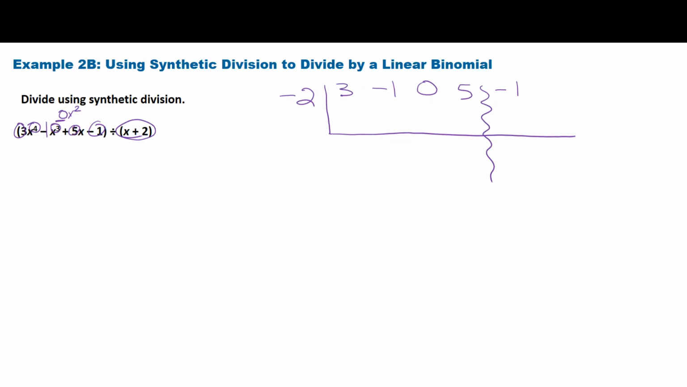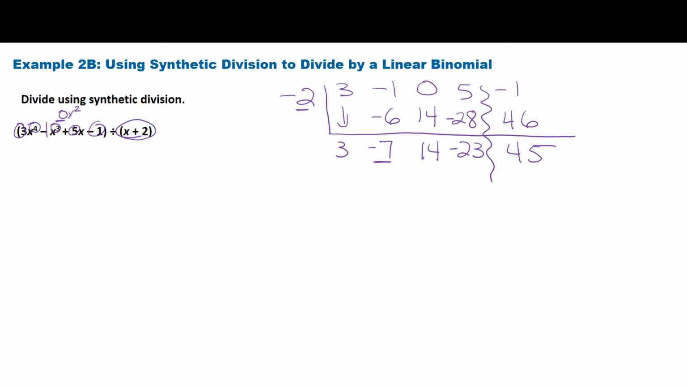All right, so now remember the first step we do is bring our 3 straight down. All right, I'm going to multiply. Negative 2 times 3 is negative 6. Negative 1 plus negative 6 is negative 7. Negative 2 times negative 7 is positive 14. Add those together. 0 plus 14 is 14. Negative 2 times positive 14 is negative 28. 5 plus a negative 28 is negative 23. Negative 2 times negative 23 is positive 46. Negative 1 plus 46 is 45.